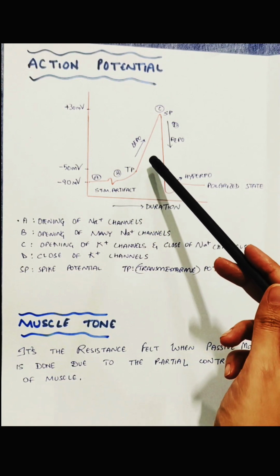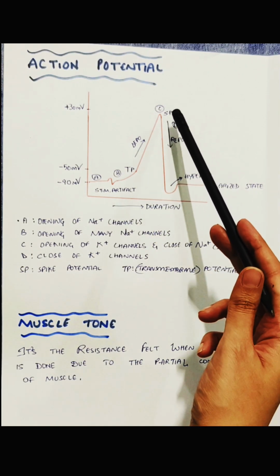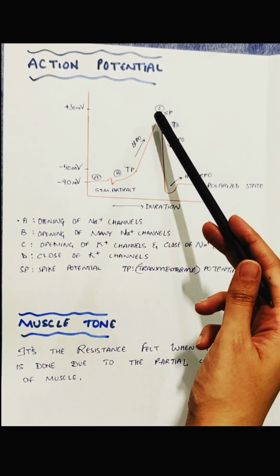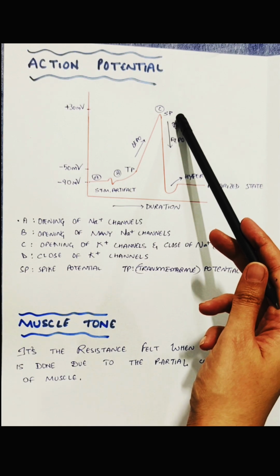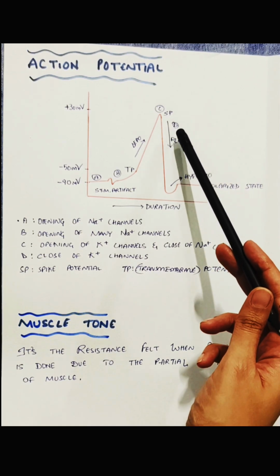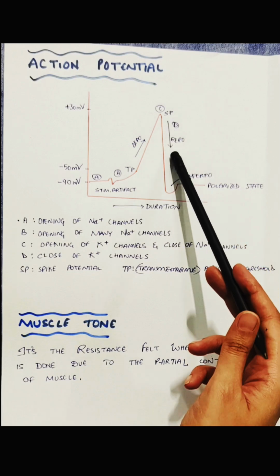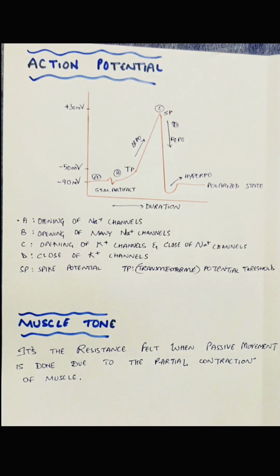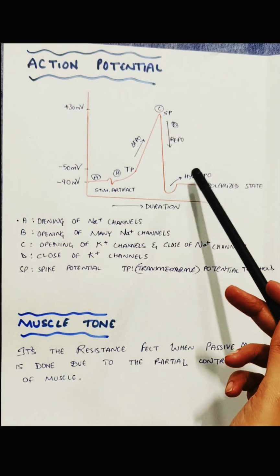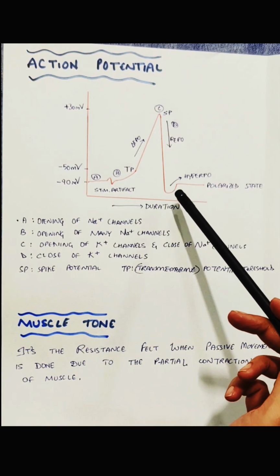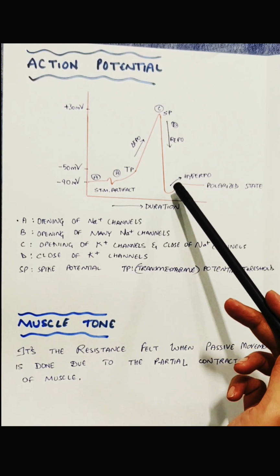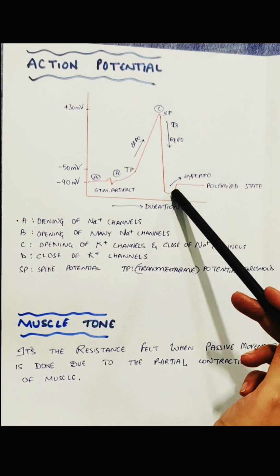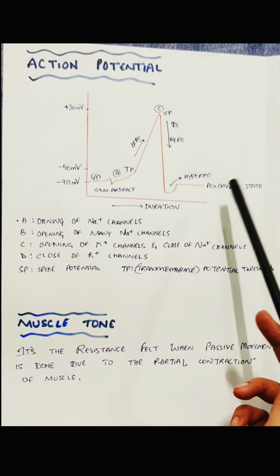Then comes the opening of potassium channels, and as the sodium channel closes, there is depolarization. It reaches spike potential, and then there is closing of potassium channels and repolarization occurs. Then comes the hyperpolarization. Hyperpolarization is when there is the refractory period, and in a while it becomes polarized, that is it comes to the normal, polarized state.